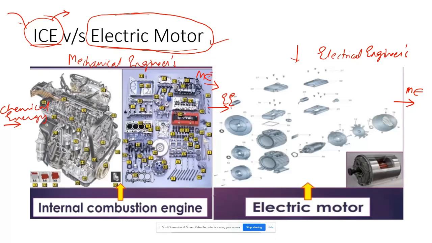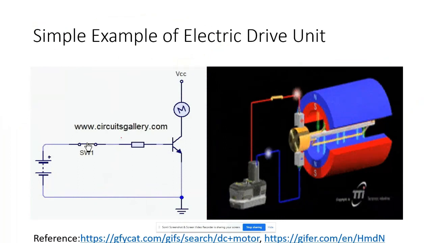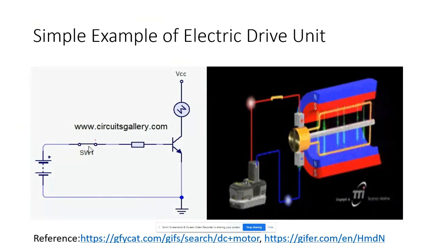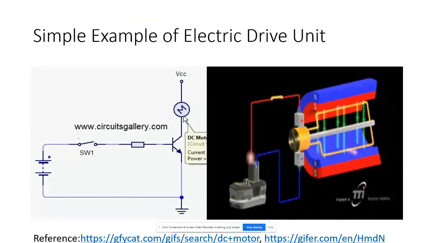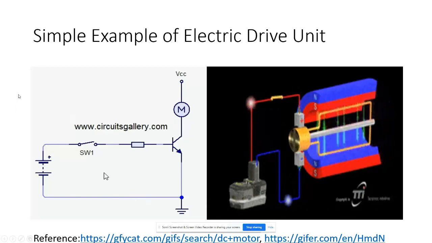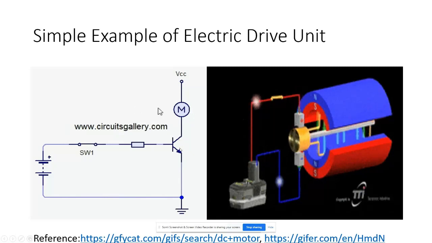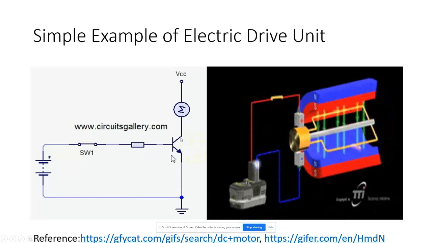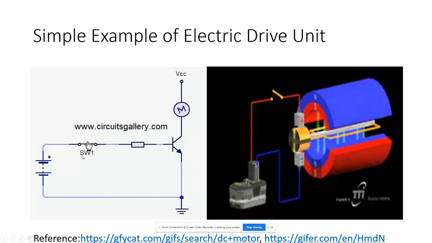To proceed ahead, let's see a basic overview example. If you look at this example, there is a switch. What do we mean by SW1? This is switch 1, whereas this is a motor. You can see that this is a switch, this is a motor, and there is also one more transistor that is grounded. This arrow mark indicates a switch; we'll talk about the switches later, but for now let us look at it in a very basic overview manner, because I'm just trying to explain a simple example of an electric drive unit.